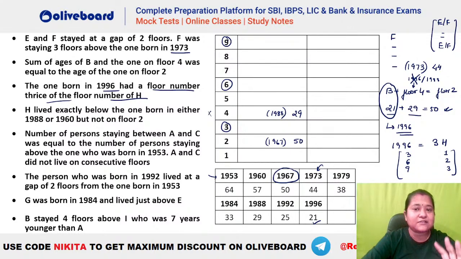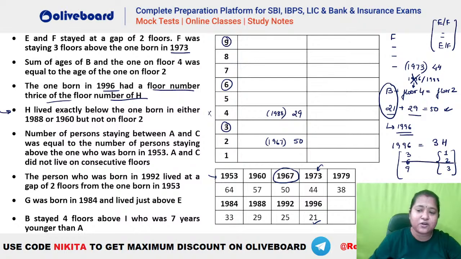Okay. So now let's find out about H. Absolutely, Naveen, H will be on floor number 3. Why? Let's understand. It is given that the one born in 1996 has a floor number thrice that of H, and H lived immediately below the one born in 1988 or 1960 but not on floor number 2. Now here H can be floor 1, 2 or 3. But floor number 2 is already cancelled out because it is said that he should not be on floor number 2. He has to be immediately below 1988 or 1960 but should not be on floor number 2. That means H is either 1 or 3.